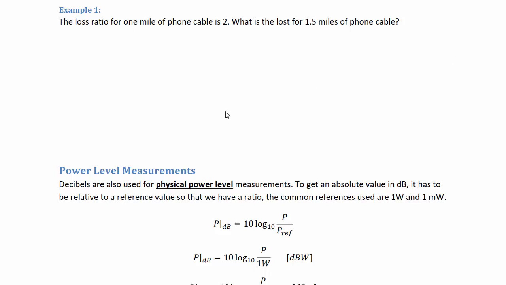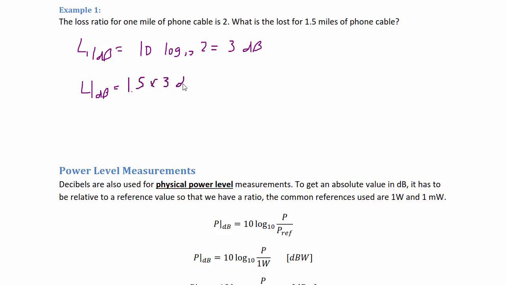But a loss for 1 mile of cable in decibels would be written as 10 log base 10 of 2, or 3 decibels. So the loss in decibels for 1.5 miles of cable would just simply be 1.5 times 3 decibels, or 4.5 decibels.